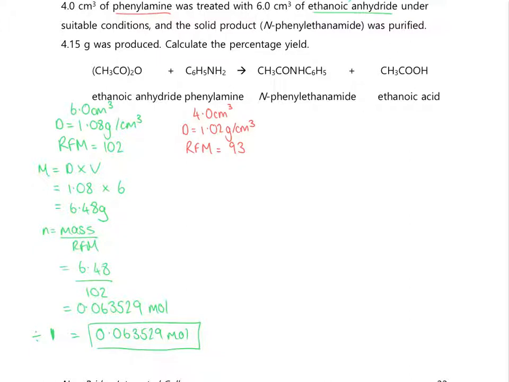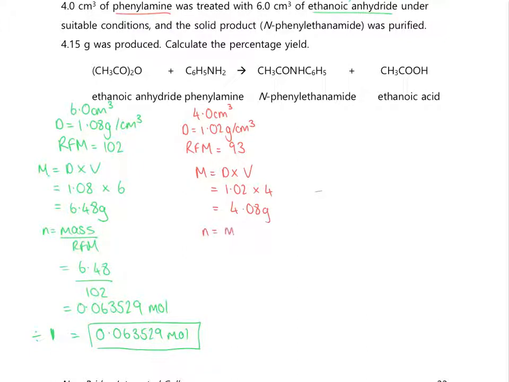0.063529 moles. Okay, we need to do the same for phenylamine now. If you want to give this a go and try it yourself, you can pause the video and do that, and then check that you've got the right answer before moving on. But we need to again work out our mass. First of all, mass is density times volume. Density is 1.02. Volume is 4 centimetres cubed. That works out as 4.08 grams.